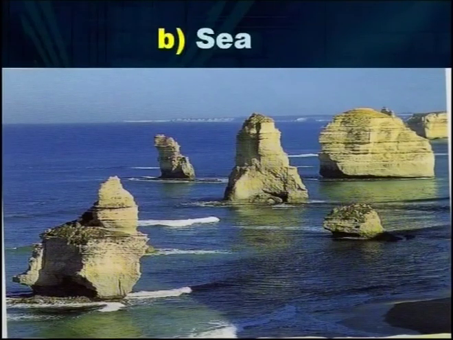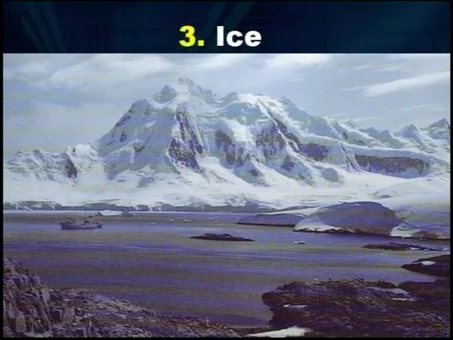We also have ice as one of the agents of erosion. Now, there is moving ice that moves like rivers, and they are called glaciers. And as they move down the mountains or hills, they carry with them weathered rocks down into the rivers and the seas.